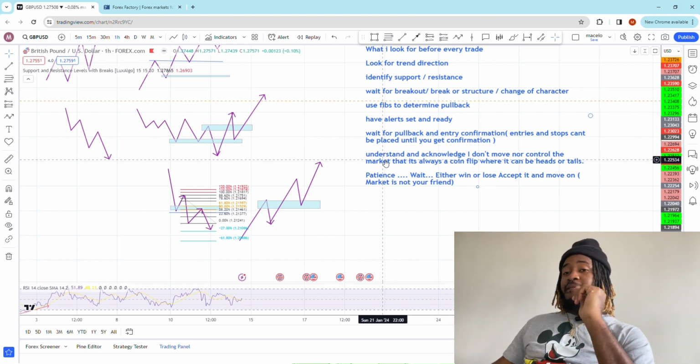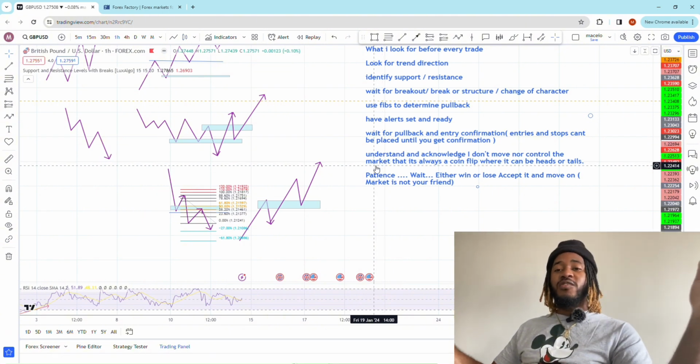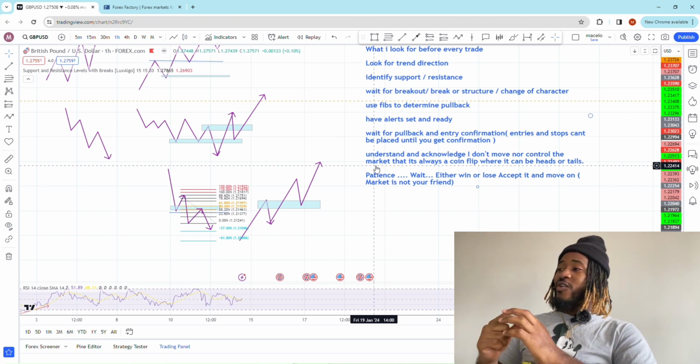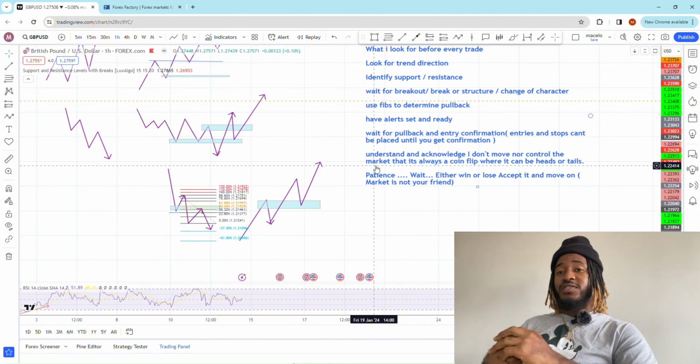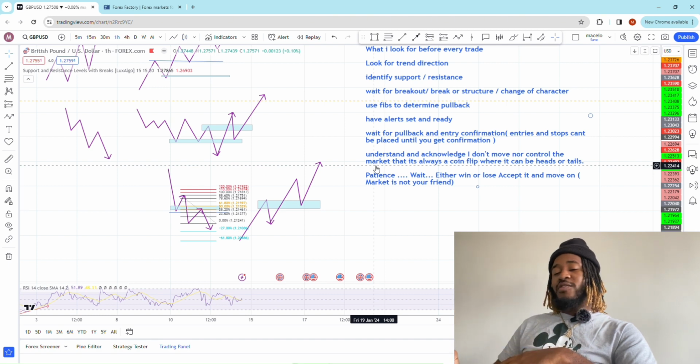Now after that, this is where psychology and us just having some kind of common sense and knowledge, understanding and acknowledging that I don't move nor control the market, that it's always a coin flip where it can be heads or tails. If you guys read Trading in the Zone, because I'm still reading it as well, trading is a coin flip. You can land on heads 7 times. Who's to tell you that 8 times is going to be heads again? No one. You understand?